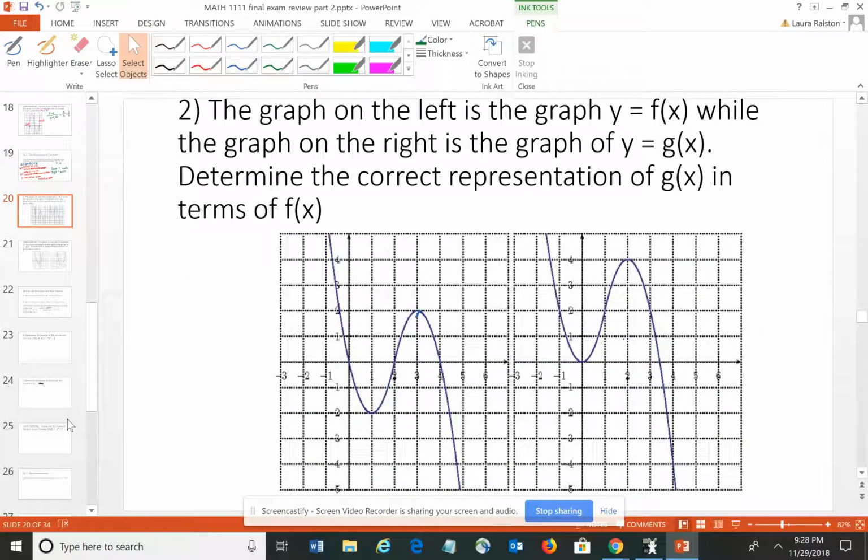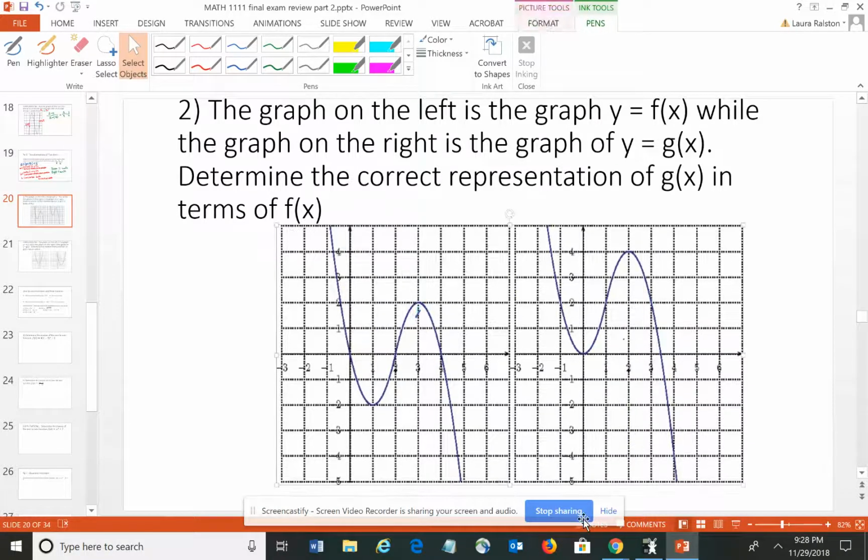The second question, you're actually given a graph, and they tell you that the graph on the left is the graph of f of x. So this is f of x. And the one on the right is g of x. And they want to know, what did you do? How did you move the graph? How did you transform the graph to go from f to g?